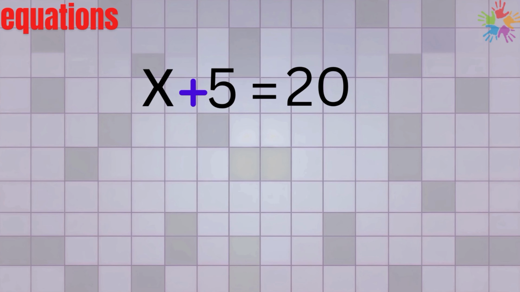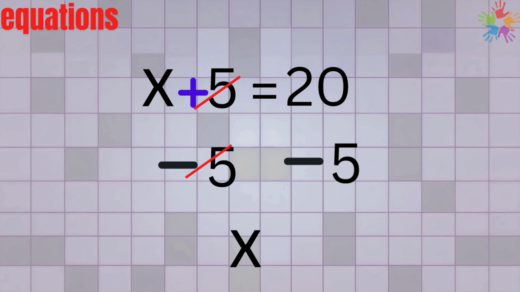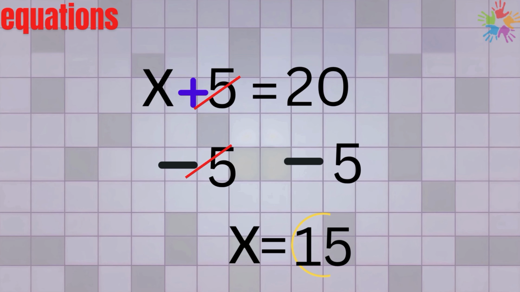A variable plus 5 equals 20. We take away 5 from both sides. Positive 5 and negative 5 cancel each other out, leaving the variable alone. And 20 minus 5 equals 15. Therefore, the variable stands for the number 15.